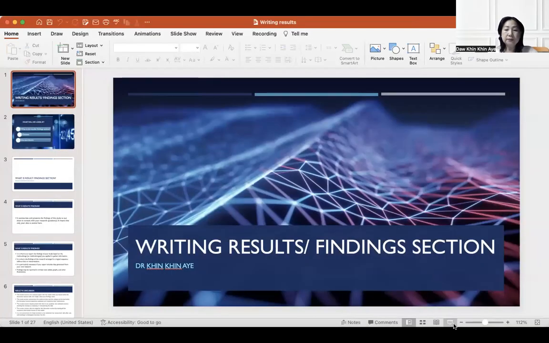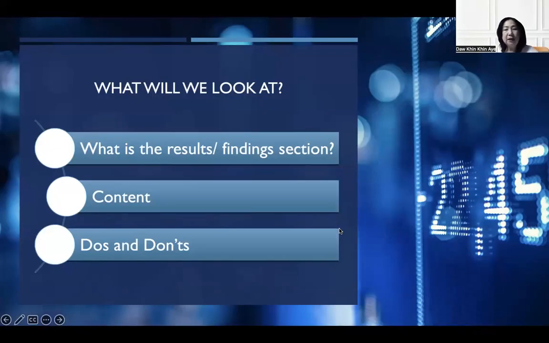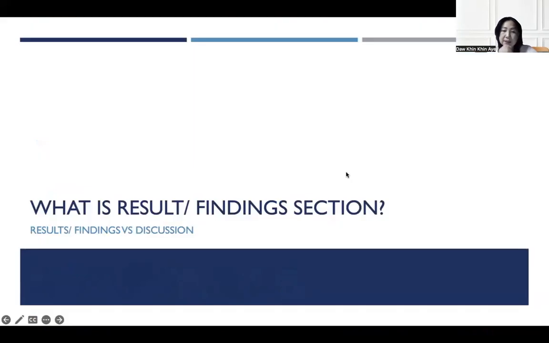The next one. Okay. Writing results or findings section, because people used to say that results are meant for the quantitative study and findings are meant for a qualitative one. It doesn't matter. Let's move to the next slide. Now, what will we look at? What is the results or findings section, the content of that section, and do's and don'ts? Okay, let's move to the next slide.